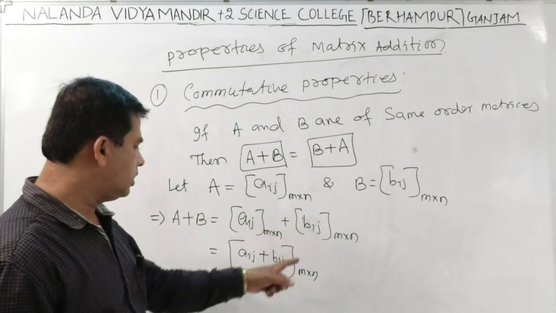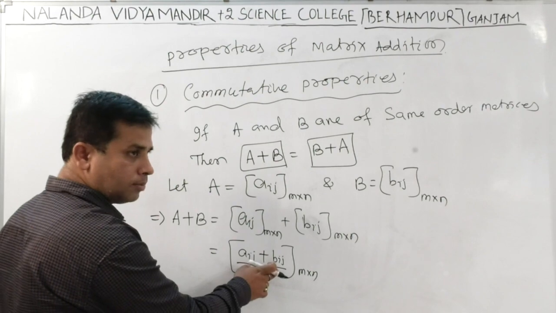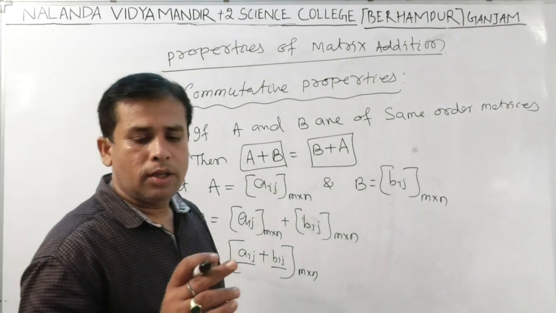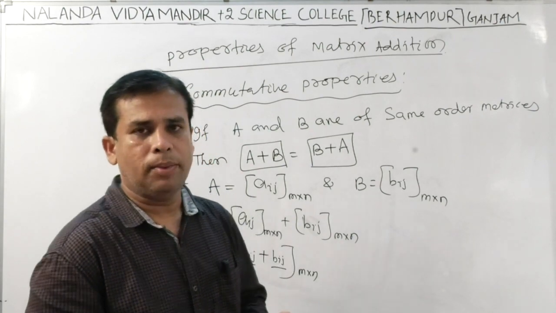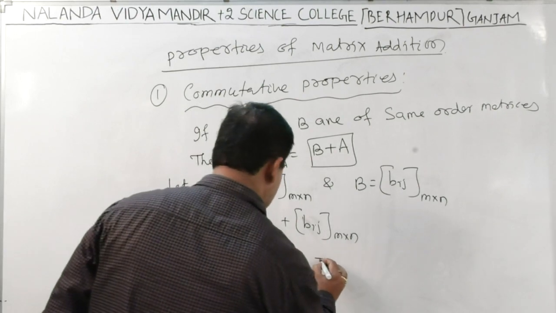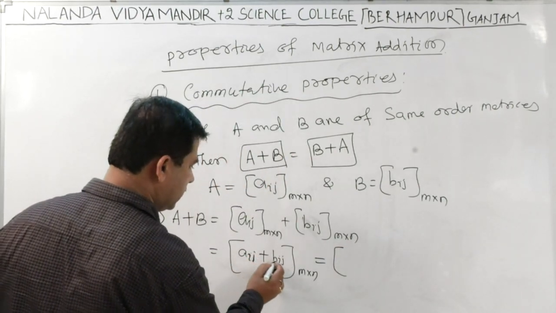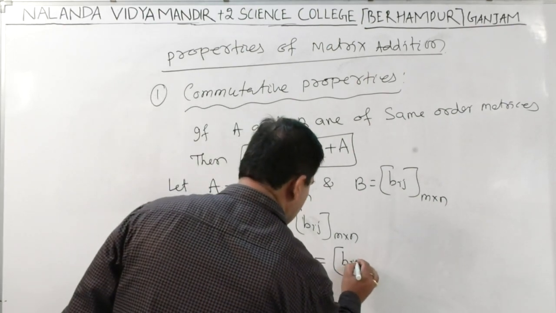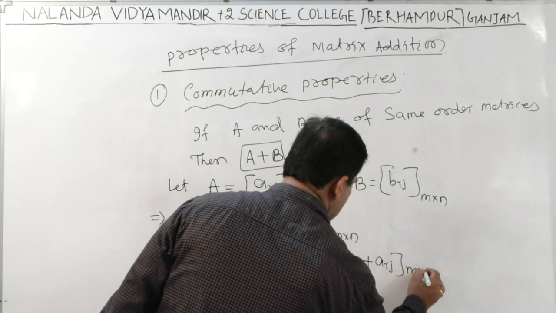Then we can write in this way. This is a number and this is a number. Numbers have the commutative property. Then if we write this way, we can also write that this is a number, A ij plus B ij, can be written as B ij plus A ij of order m cross n.